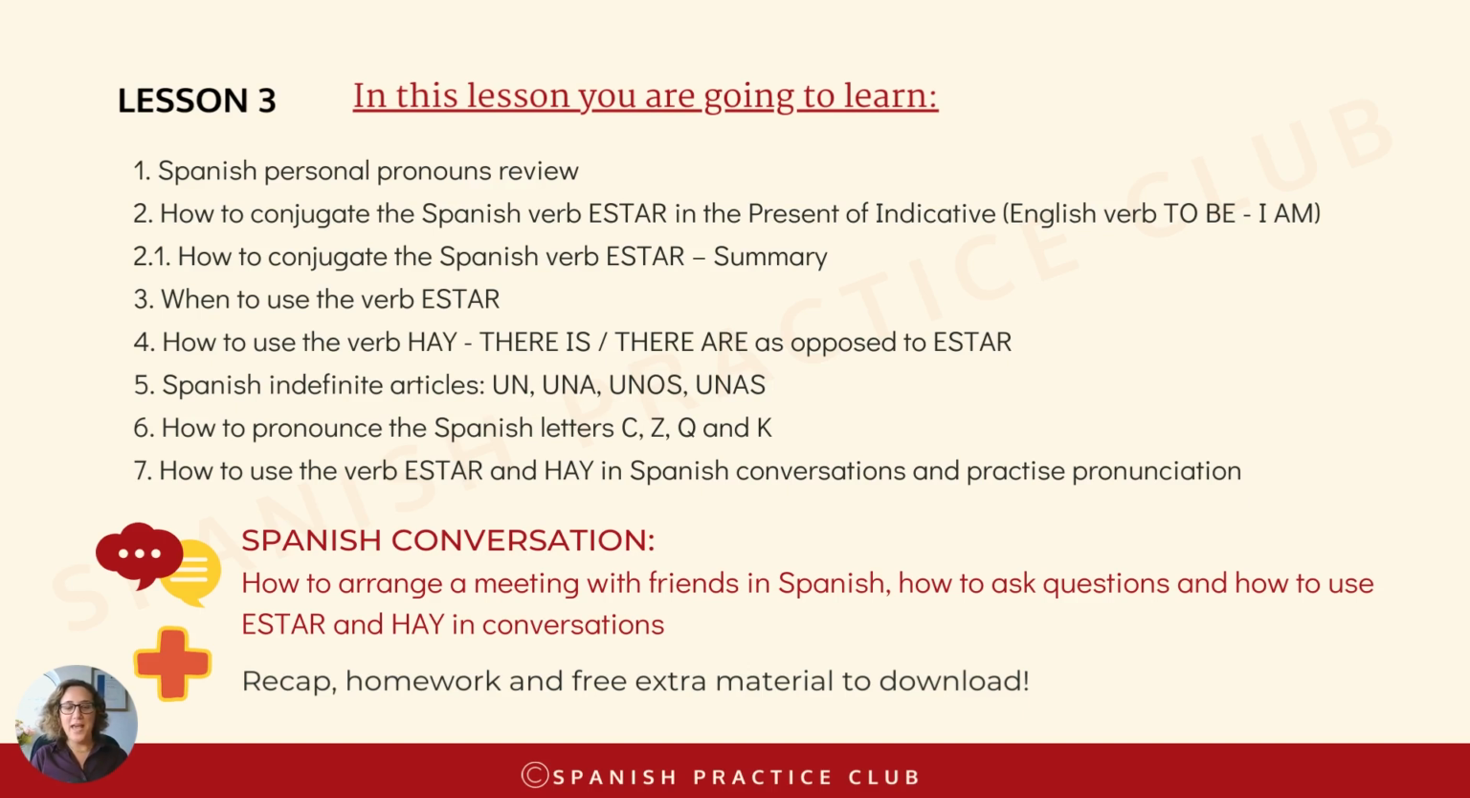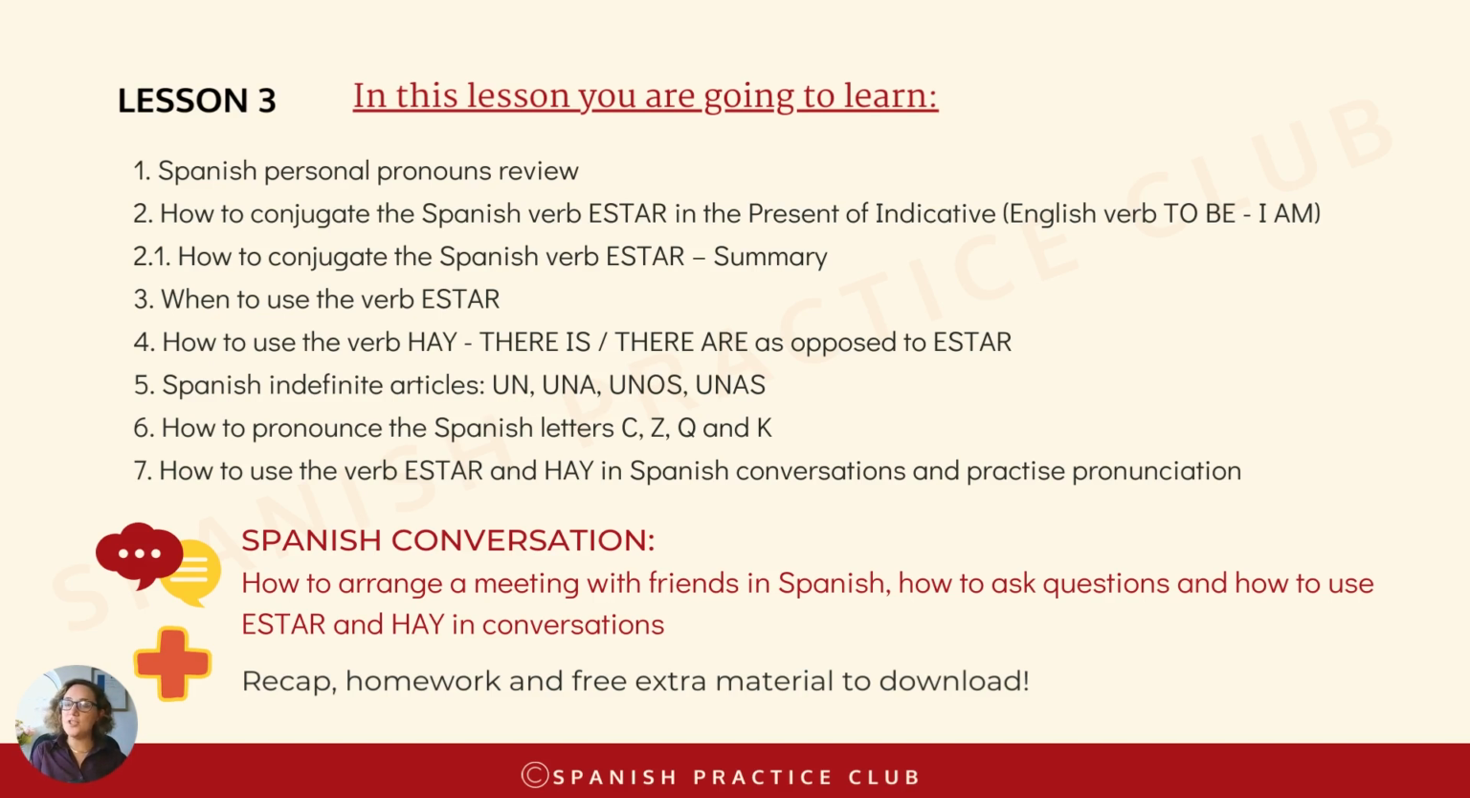in your brain. We're going to be learning when to use it, and also a new verb, the verb hay, which is the third person of the verb haber, and it means there is or there are in the English language, and how do we use that as opposed to the verb estar. We are also going to be learning the Spanish indefinite articles, un, una, unos, unas.